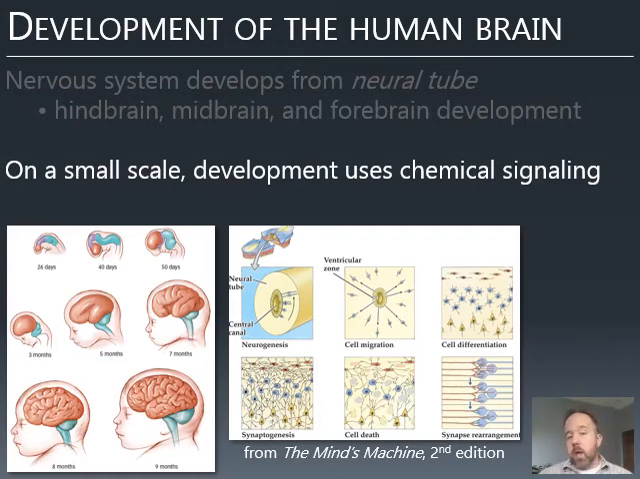So if a particular cell is programmed to move toward a certain chemical, the cell can move toward that chemical, and it will end up in the part of the brain that it's supposed to. And so after cells move around and get to where they're supposed to go, then they start to develop into things like neurons and glia.